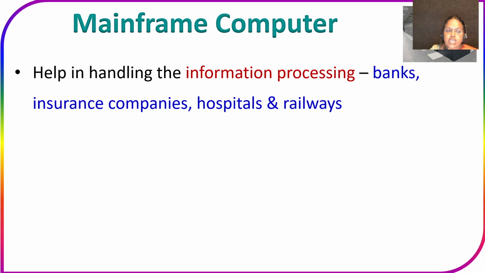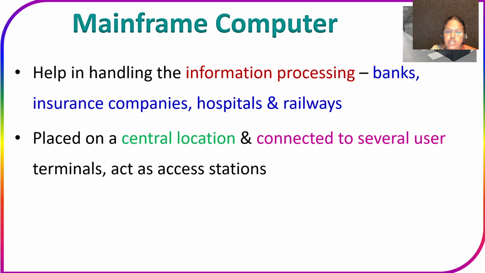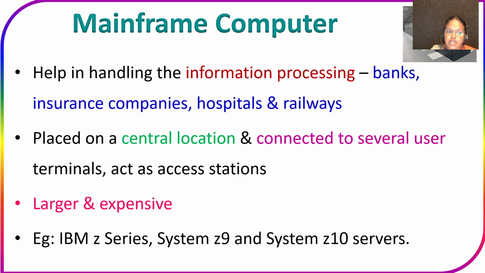Next we are going to see the mainframe computer. It helps in handling information processing. It is widely used in banks, insurance companies, hospitals and railways. It acts as a central location connected to several user terminals and acts as an access station. It is large and expensive. Examples: IBM Z series, System z9 and System z10 servers.